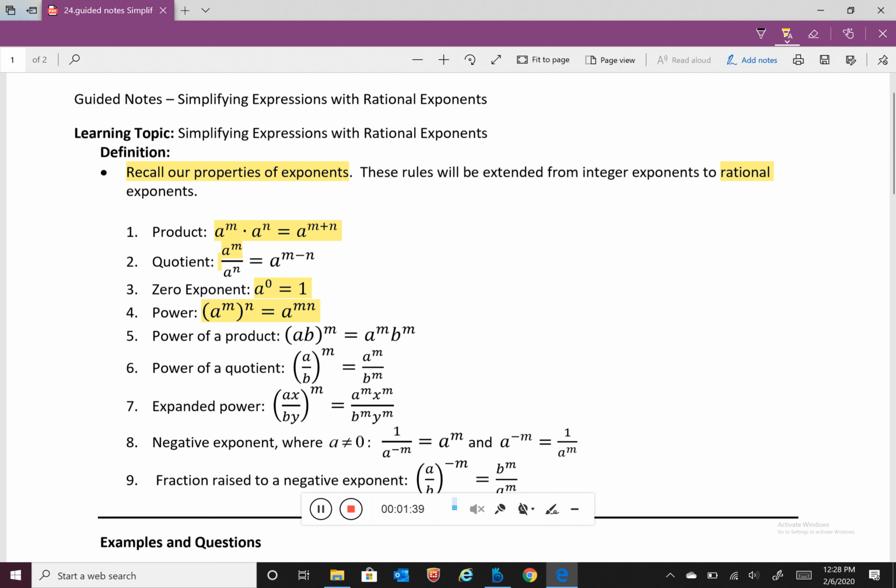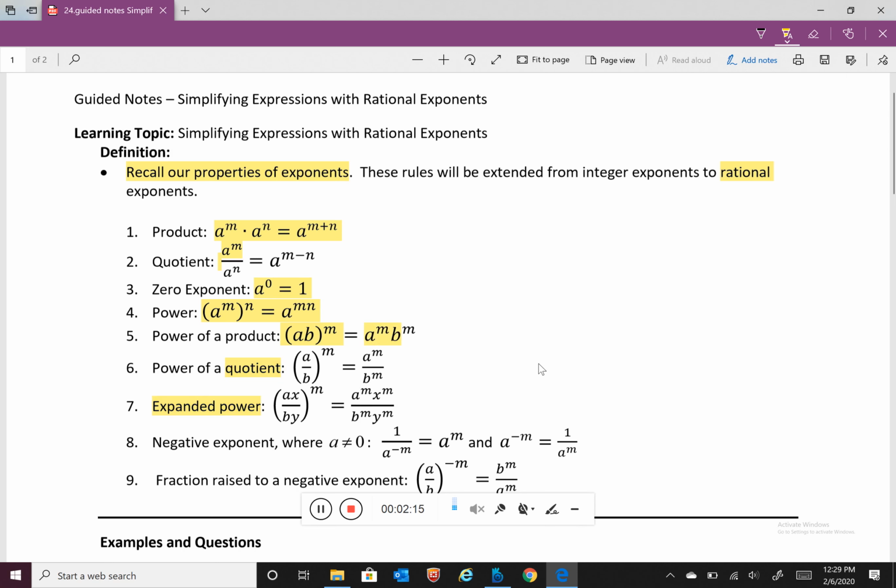And then power of a product, similar with power of a quotient. Inside your parentheses, if your pieces are connected through multiplication or division, you can distribute that exponent. You can see that for power of product as well as power of quotient. And then expanded power means if everything inside your parentheses is connected by multiplication or division, then you can apply that exponent to all pieces separately.